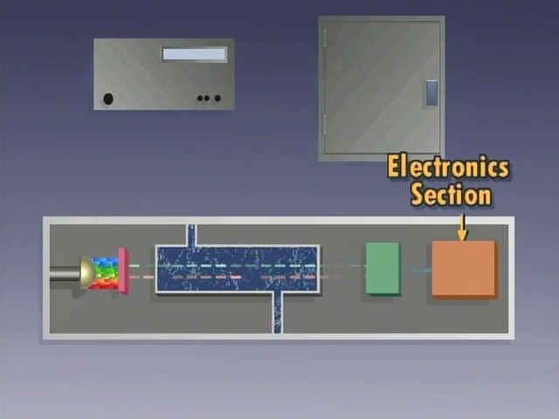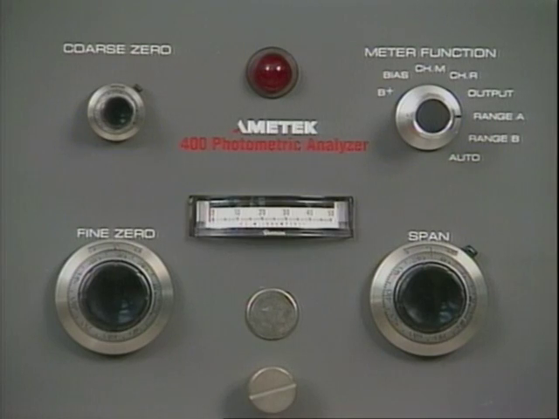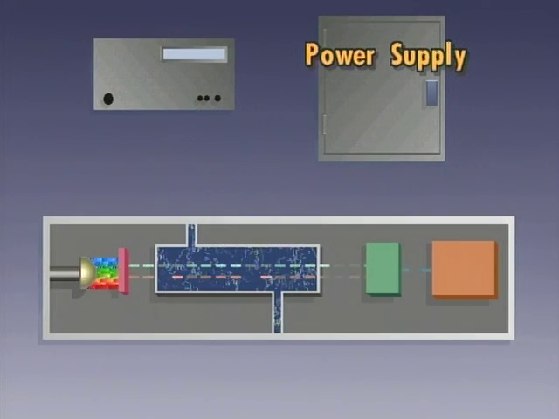The electronics section of the analyzer translates the detector signal into an output usable by other process control equipment and personnel. The control station can be operated manually or automatically. In either case, it is used for zero and span settings and for maintenance and test functions. The control station can be mounted remotely in a control room or adjacent to the analyzer in a protective housing, as long as it meets area safety requirements. The power supply provides regulated voltage to the analyzer. It may be a separate component or an integral part of the analyzer or controller.